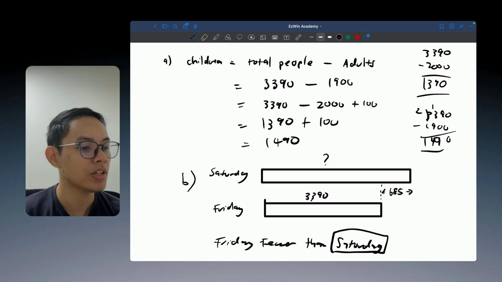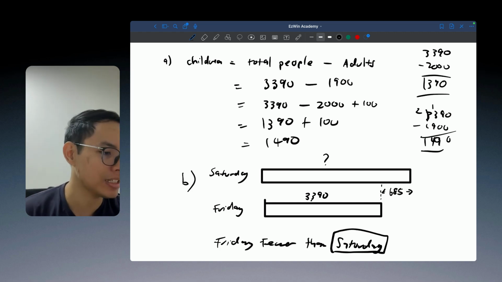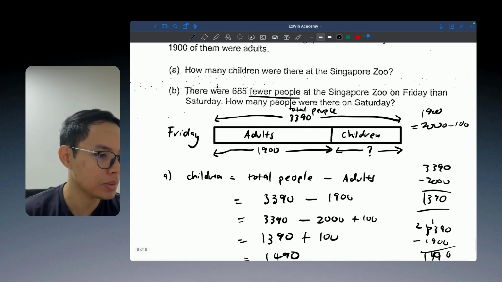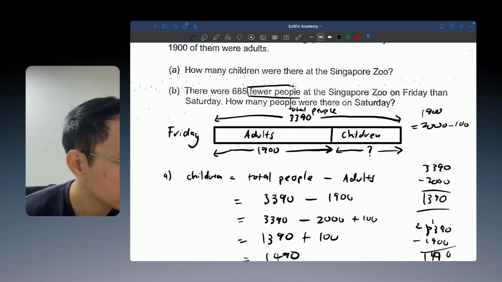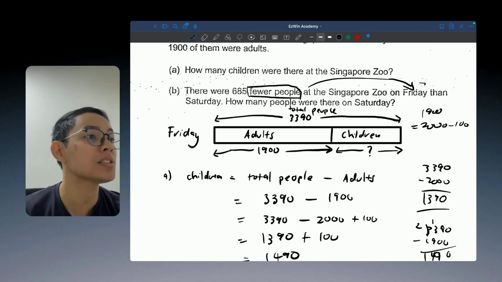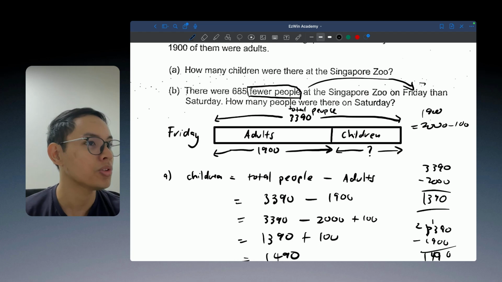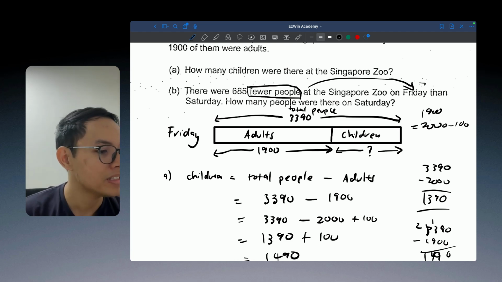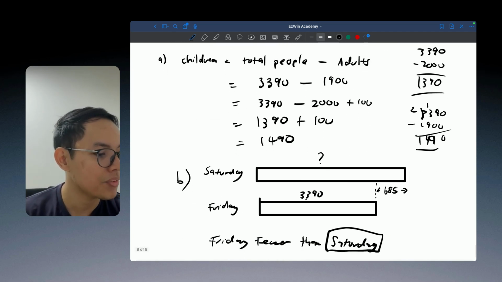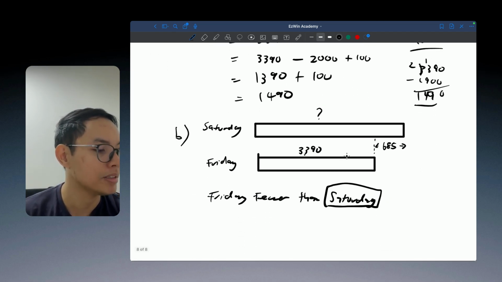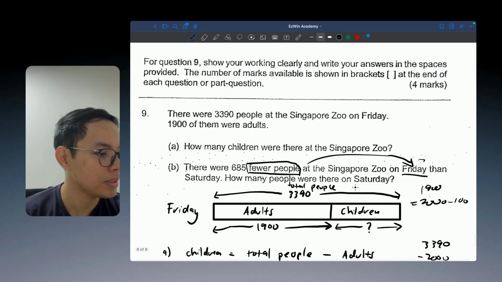That's what you see over here. So we want to know what is the Saturday number. There were 685 fewer people at Singapore Zoo on Friday than Saturday. So fewer people on Friday means Friday has a smaller number. So this is how you read it. When it says fewer something on Friday, that means Friday is a smaller number. And now we need to know what is Saturday. How many people were there on Saturday?